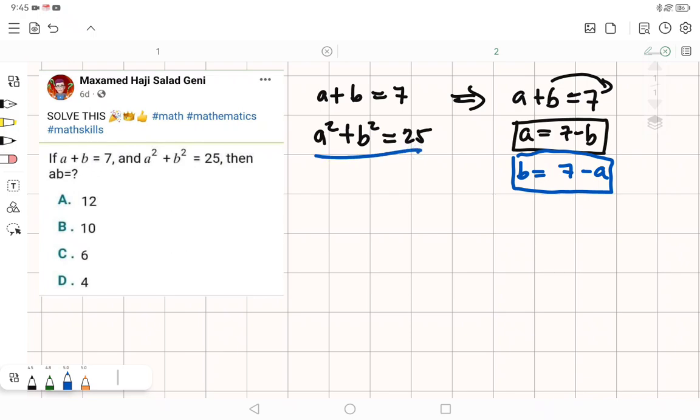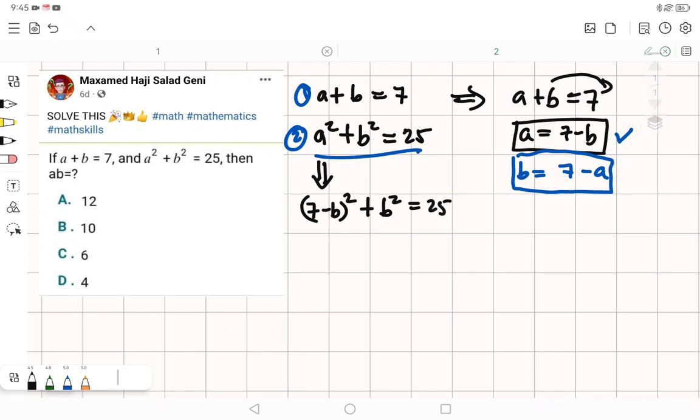So we have two equations. This is our first equation, and this is our second equation. Now let us use this one: a is equal to 7 minus b. We will substitute that here. So instead of writing a, we will plug in 7 minus b because the value of a is 7 minus b. So we have here (7 minus b) squared plus b squared is equal to 25.